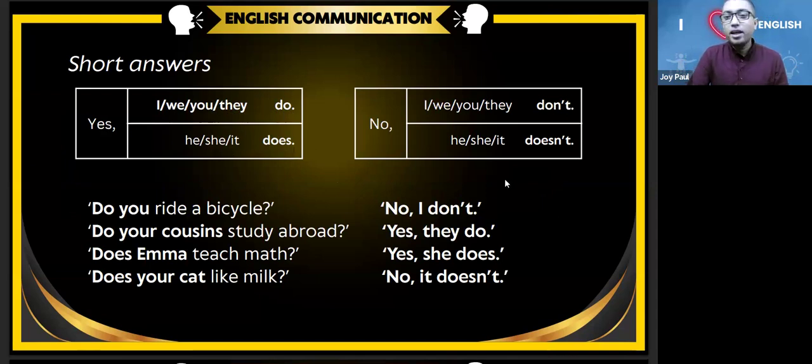Clear? Great. Negative sentence. No, I don't. No, we don't. No, you don't. No, they don't. No, he doesn't. No, she doesn't. No, it doesn't.